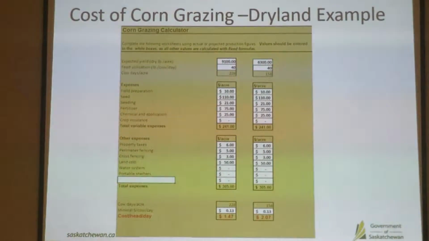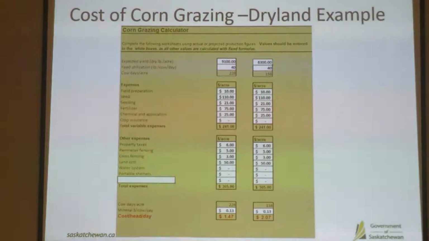The only difference in costs here between our irrigation and our dryland, in this example, I put on $75 an acre fertilizer, which is quite a bit less than what we use in irrigation. Then obviously we don't have our costs of water tax or power, so we're still looking at about $305 an acre cost for corn grazing.